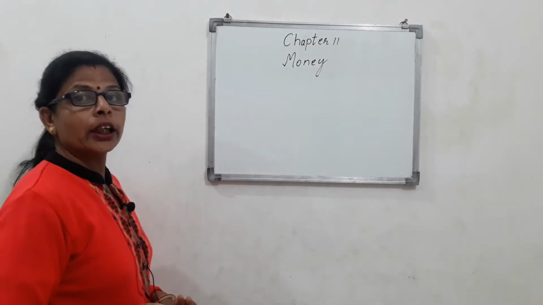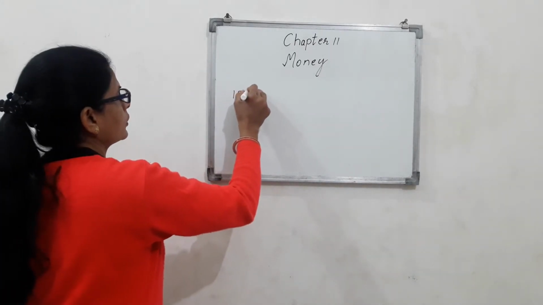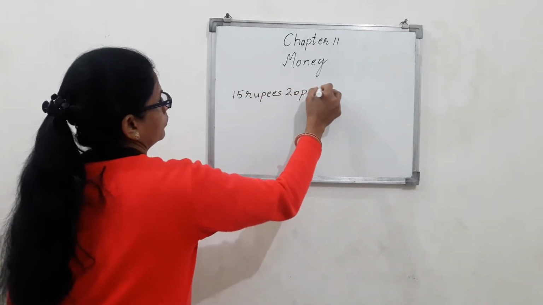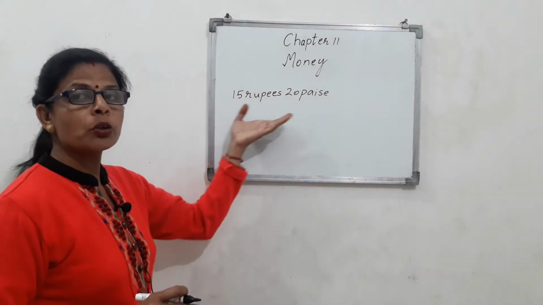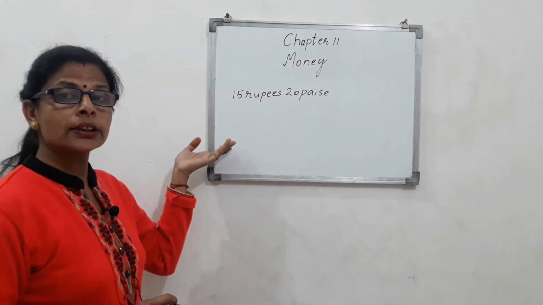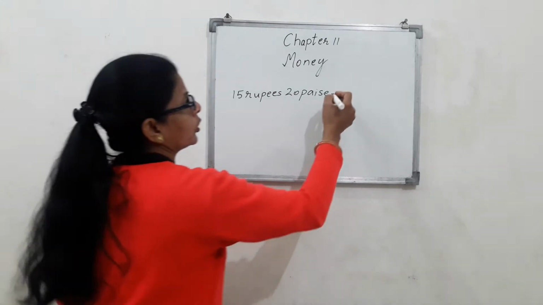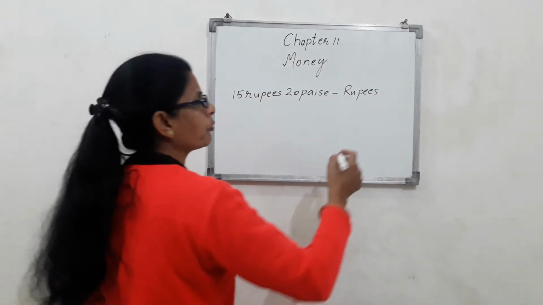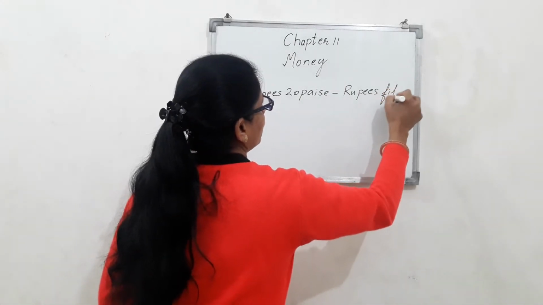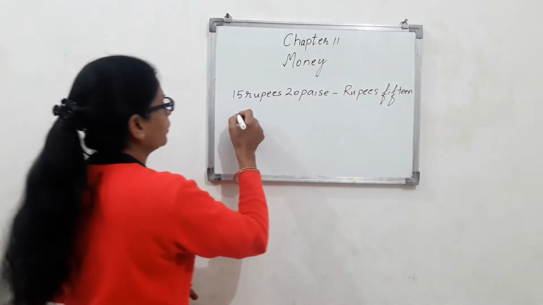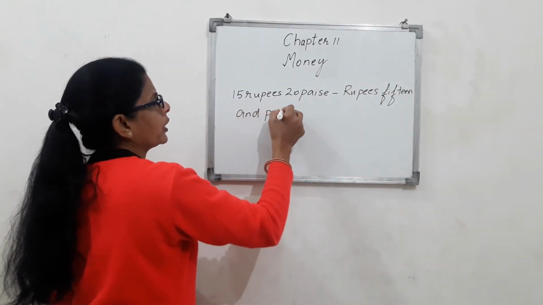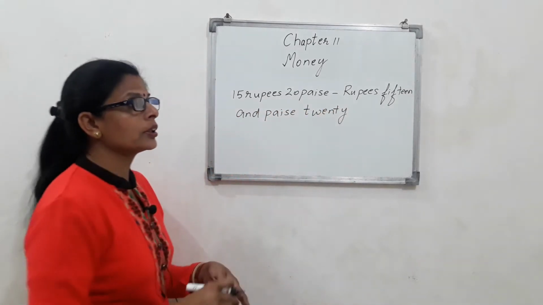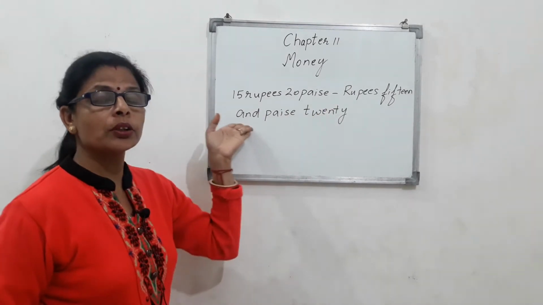Now, for example, you have to write in words 15 rupees 20 paisa. How will you write this in words? Rupees, how many rupees are there? 15. Rupees 15 and paisa how much? Paisa is 20. So, in words we will write rupees 15 and paisa 20.